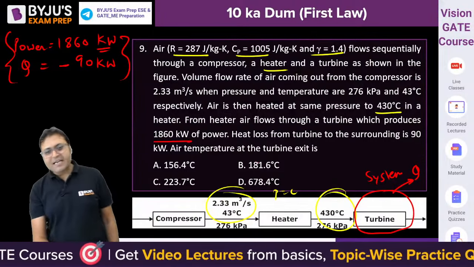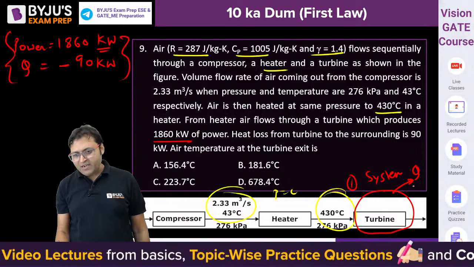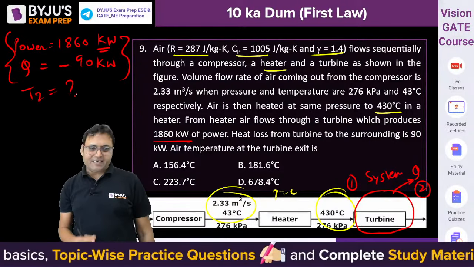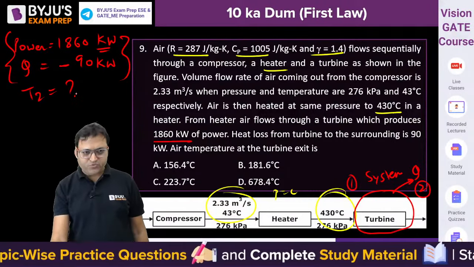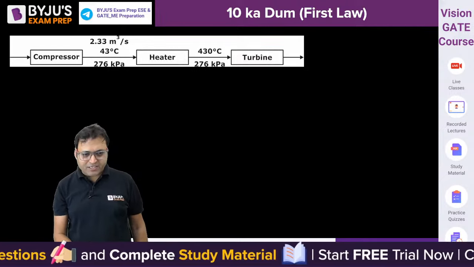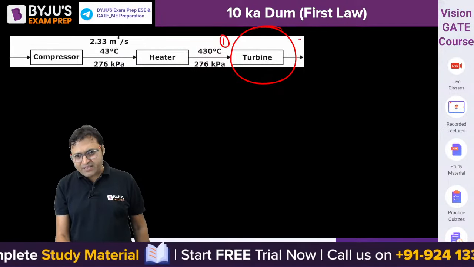The air temperature at the turbine exit: if we call the turbine inlet 1 and the turbine exit 2, then T2 is to be calculated. The question is to calculate T2. Definitely the question will be solved from the steady flow energy equation. This is our system, this is 1, this is 2.